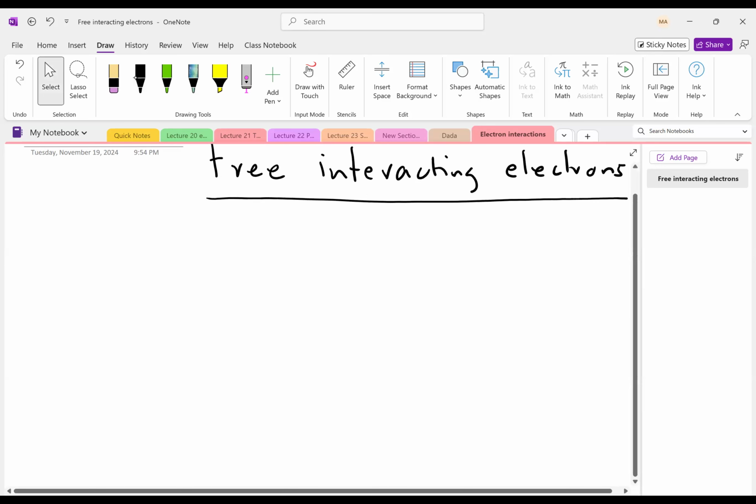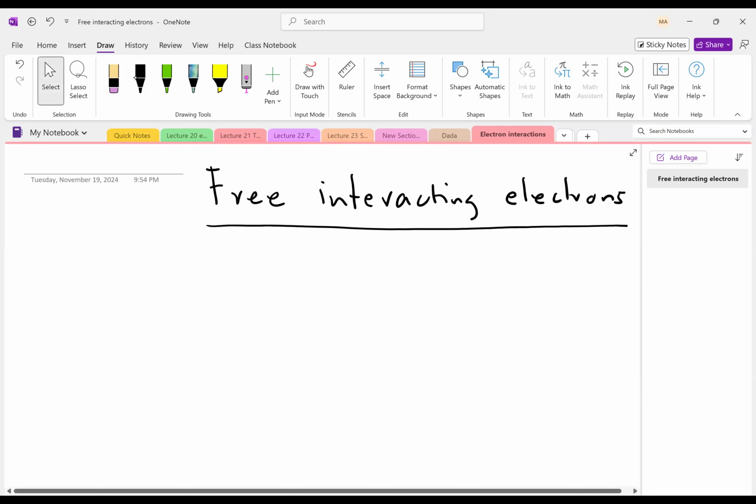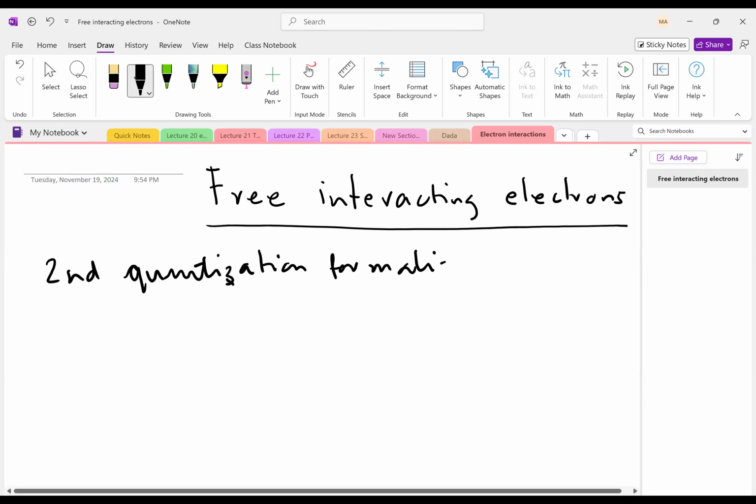In this course, on different occasions, we've already discussed and seen free electrons in various lectures. Today, we're going to use the second quantization formalism to describe these electrons. In particular, we're going to derive a Hamiltonian which is based upon creation and annihilation operators.